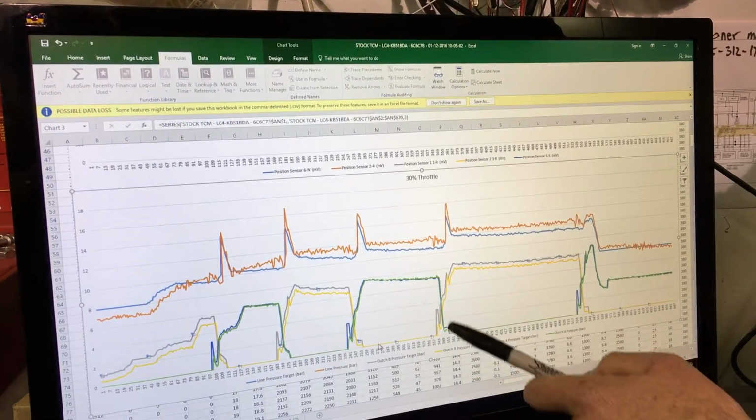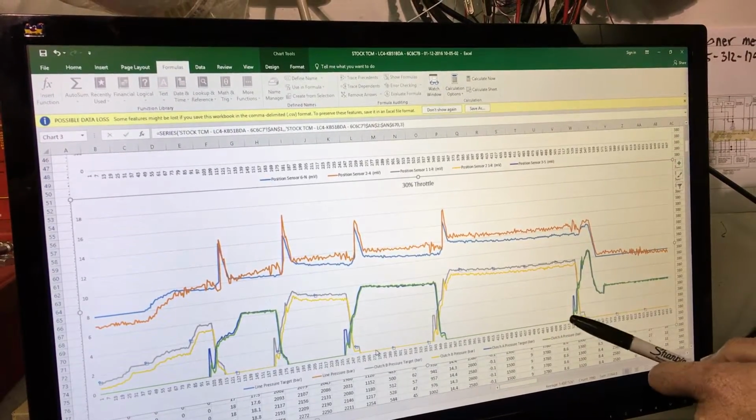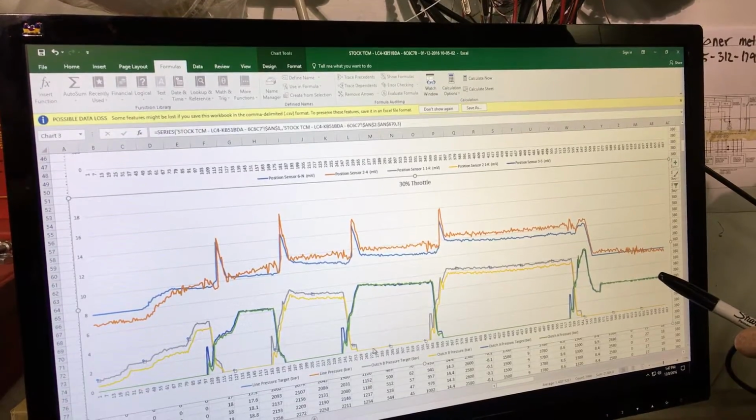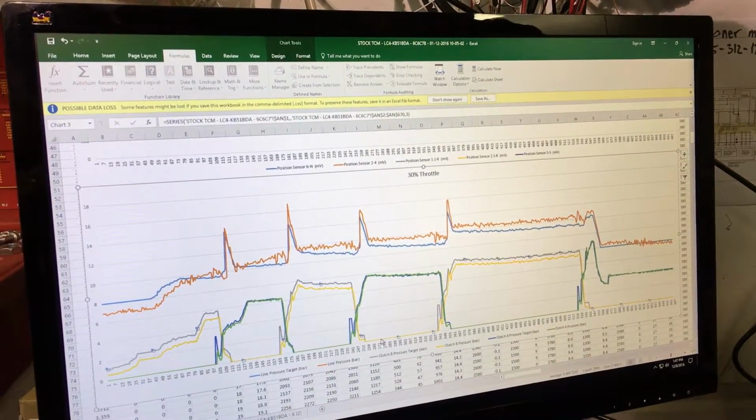And then fourth, and fifth. And then remember, I went into sixth for a very short amount of time and let off, and you can see it just follows it absolutely perfectly. So this is a nice, healthy trans.